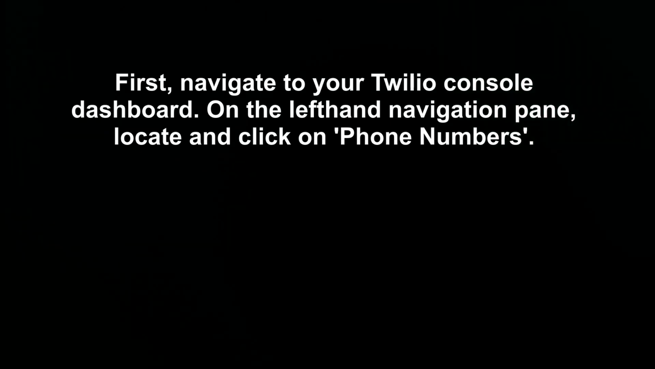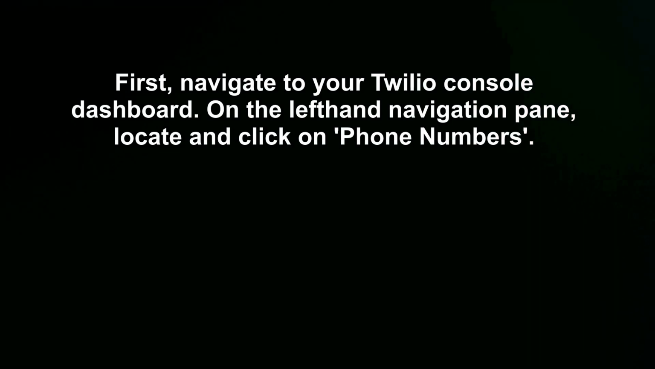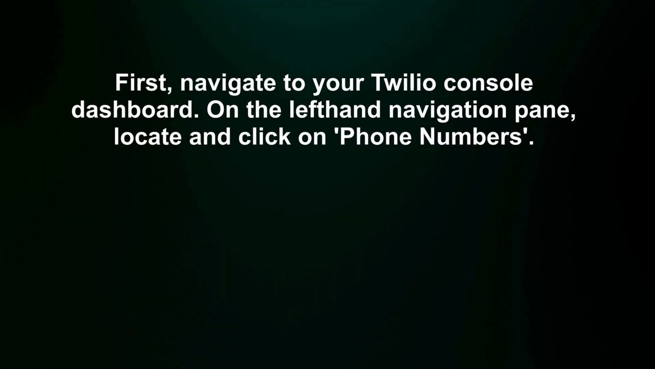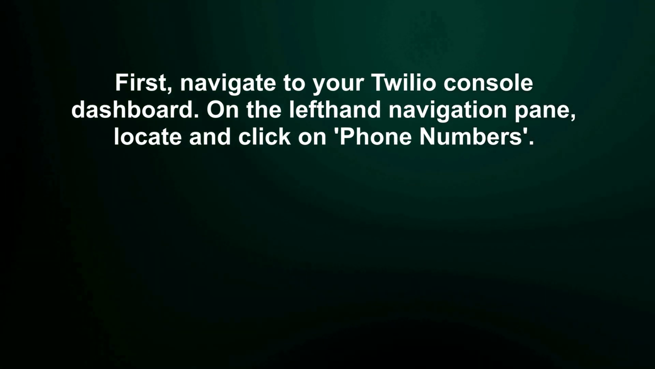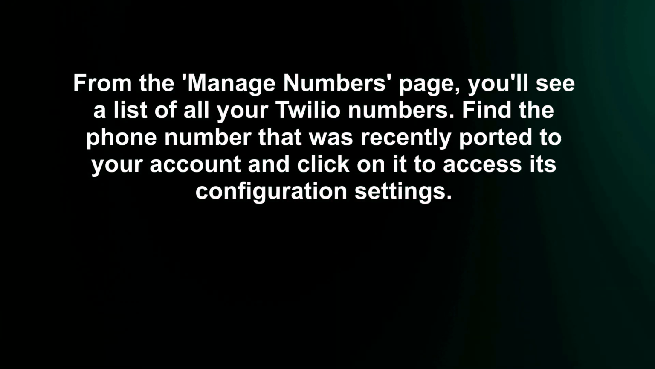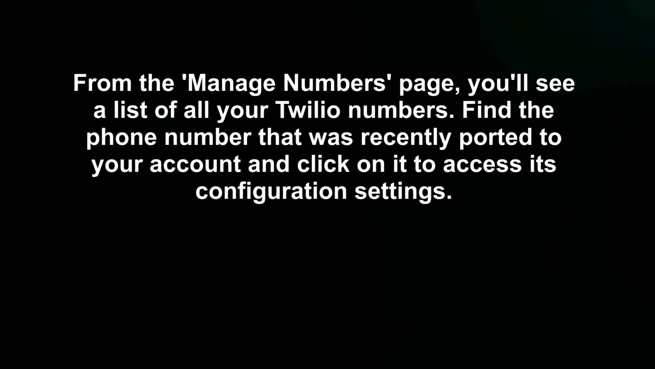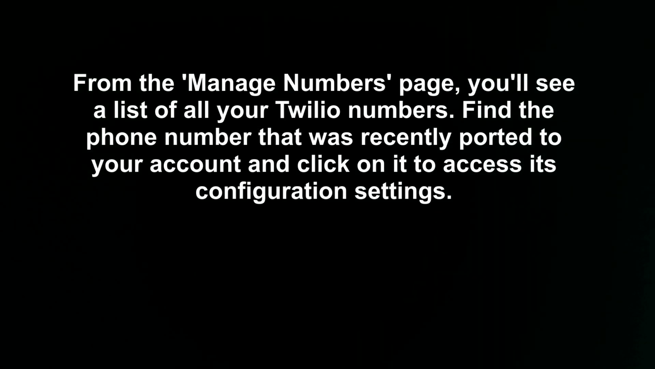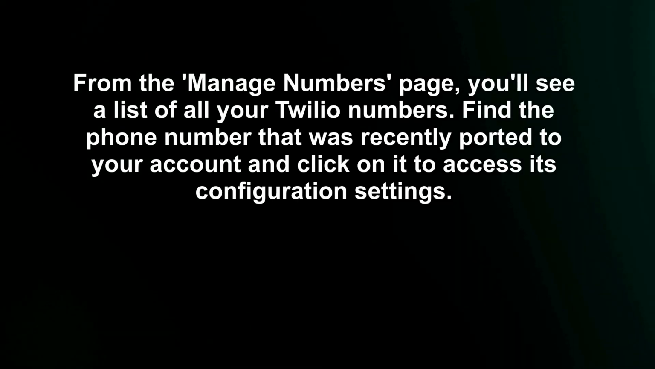First, navigate to your Twilio console dashboard. On the left-hand navigation pane, locate and click on Phone Numbers. From the Manage Numbers page, you'll see a list of all your Twilio numbers. Find the phone number that was recently ported to your account and click on it to access its configuration settings.